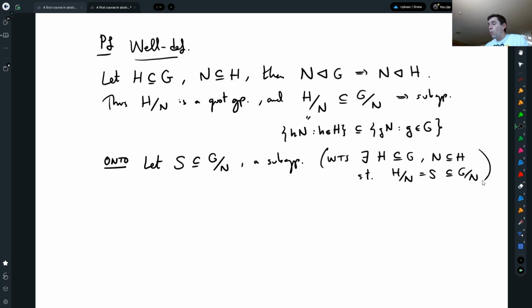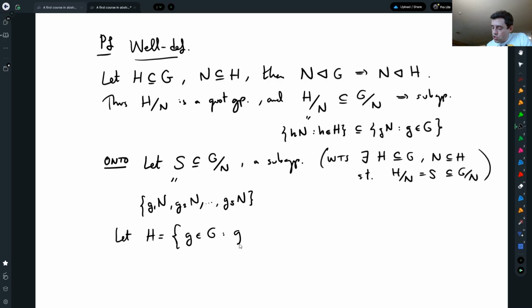Okay, so what is this subgroup? This subgroup is going to be some collection of classes of cosets, g1N, g2N, up to gsN. Okay, and what I'm going to define as my H is going to be those g in G such that gN is in S. And well, the question is whether this is a subgroup or not. So let's prove that H is indeed a subgroup, and it's going to have the properties that we want.